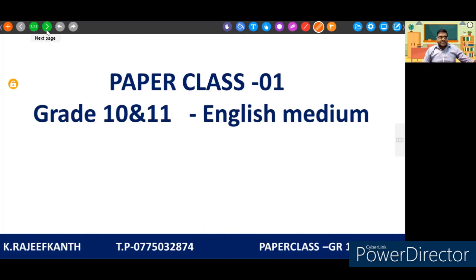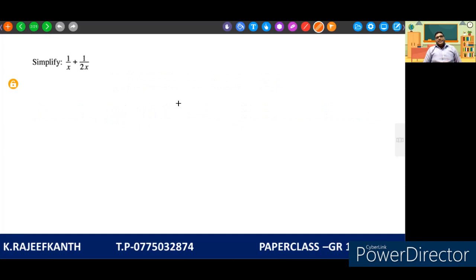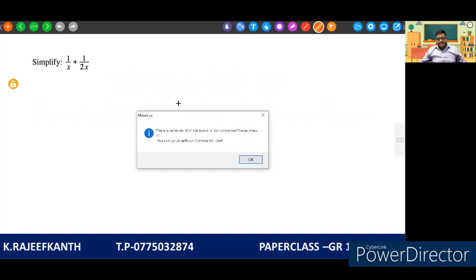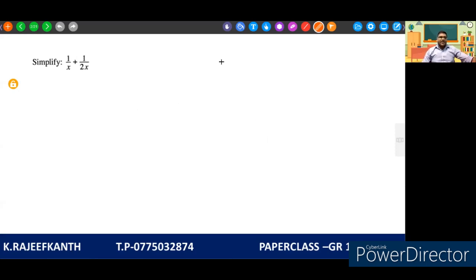So this is the first one. Simplify 1 over x plus 1 over 2x. Here you can find the answer for this question. I think within 30 seconds you can find the answer for this. 1 over x plus 1 over 2x.